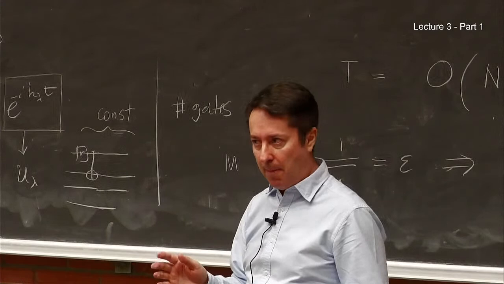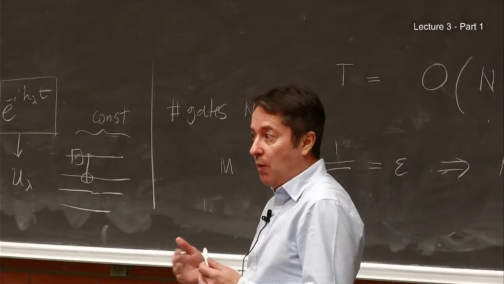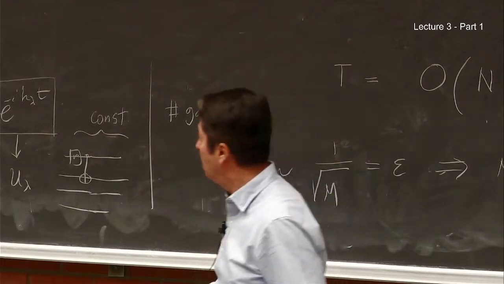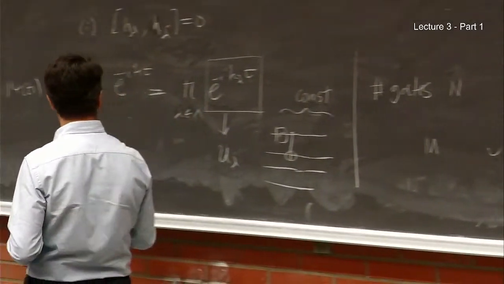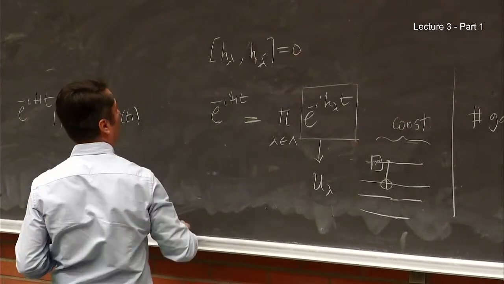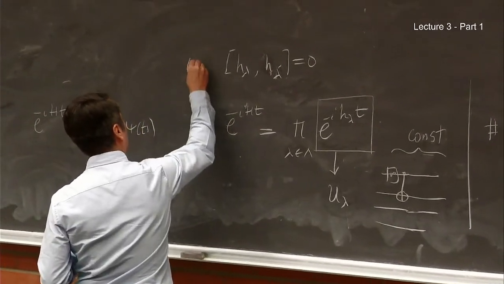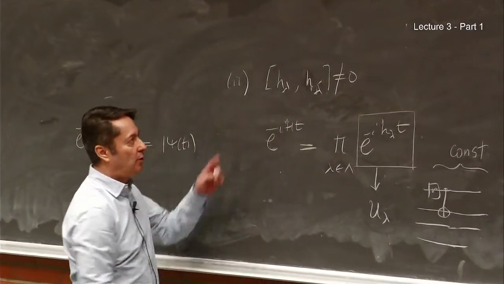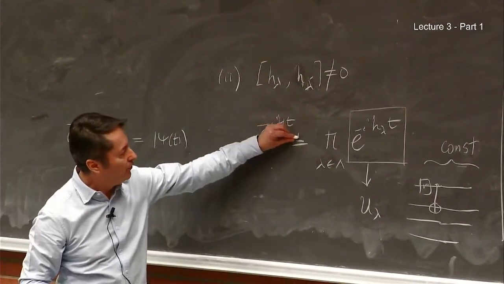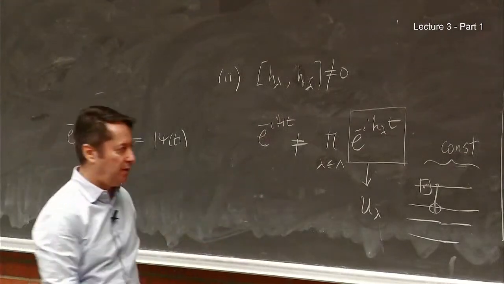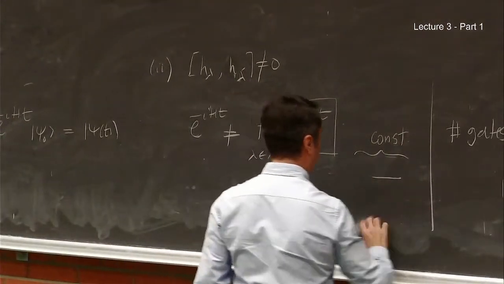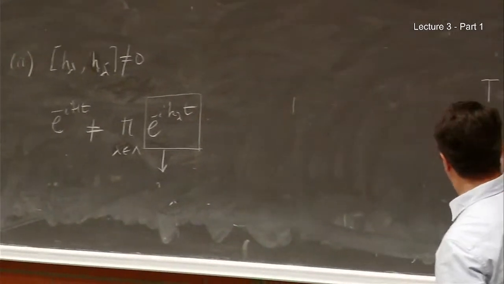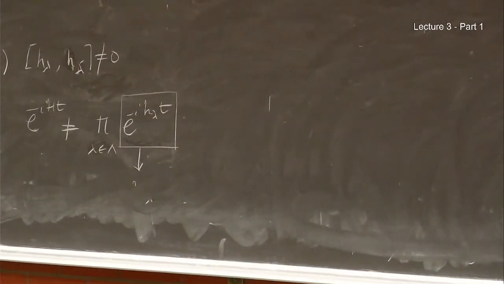That's the simplest case. But if we understand this, then we can go to the general case using the trick that we also used yesterday. So let's consider now the second case, where the terms don't commute, and therefore this is not true. So we cannot do that. The exponential of the sum is not the product of the exponentials if these operators don't commute with each other, so we cannot do that.